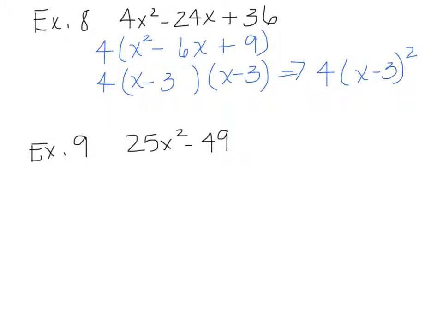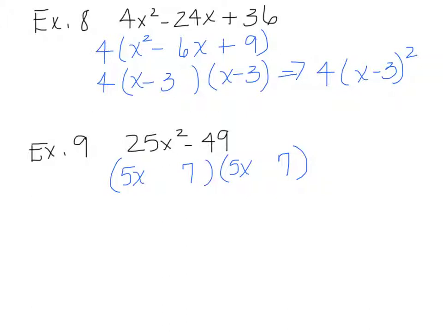Now this second example, there's no common factor, but if you recognize, they are perfect squares. So you have to figure out what two numbers will multiply to give you 25x squared. Well, that's 5x and 5x. And then what two numbers multiply to give you 49? Well, that's 7 and 7.